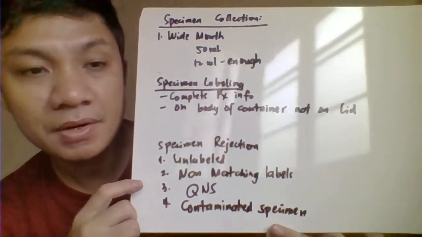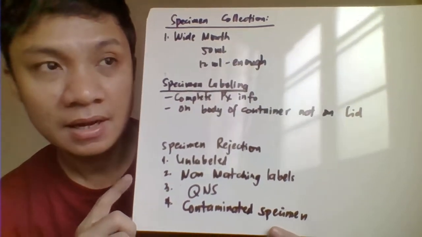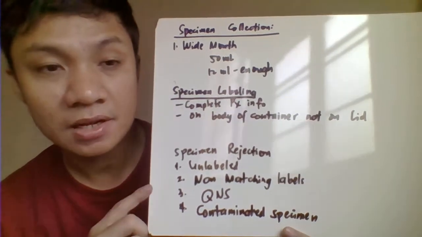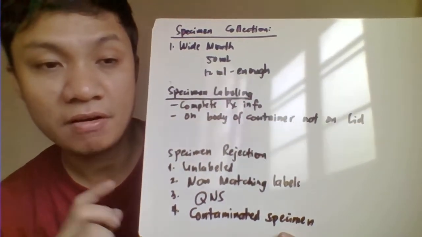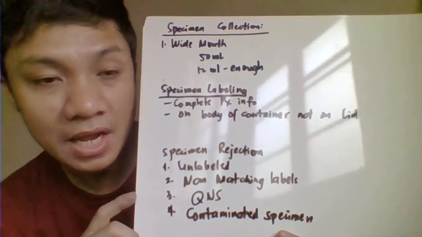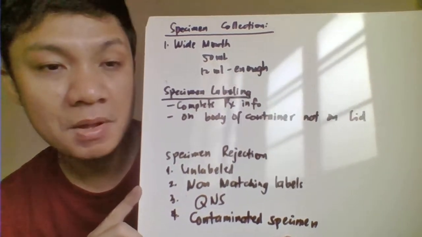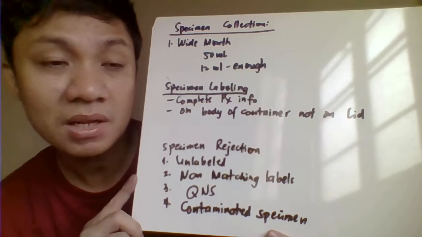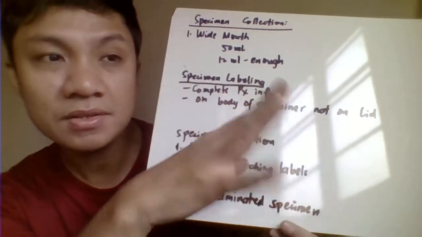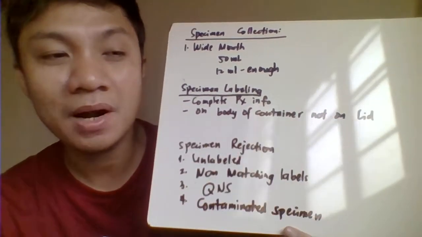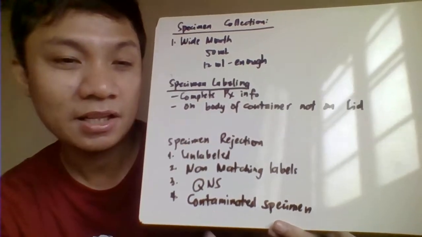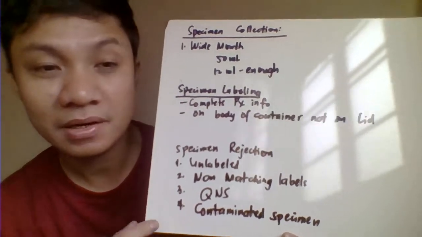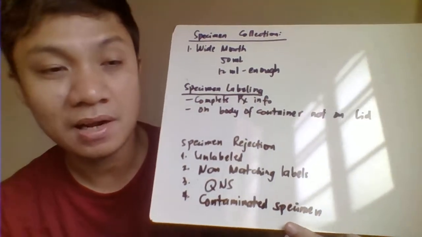Another one, specimen rejections. These should be stated in your standard operating procedure in the laboratory, the grounds for your rejection. Maybe a patient will complain, why did you not accept my specimen? Then, okay, based on our standard operating procedure, this is it. These are the grounds for why we reject a specimen, so that the patient will not complain.